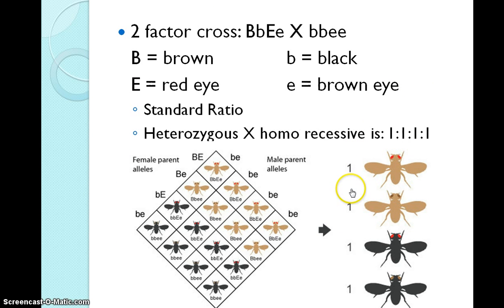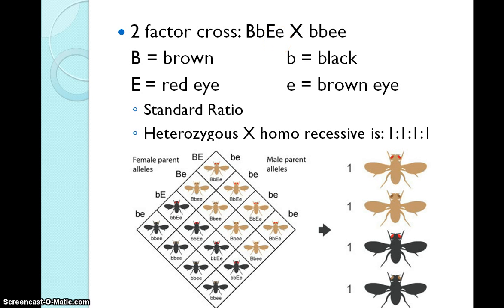Another standard cross is where one of our parents is heterozygous, that would be big B, little b, big E, little e, and the other parent is homozygous recessive, little b, little b, little e, little e. We're switching away from peas in this example, and we see some flies. The capital B is dominant, the brown fly color, and little b recessive, black fly color. The E stands for the eye color. Capital E dominant is red eye, little e recessive is brown eye.